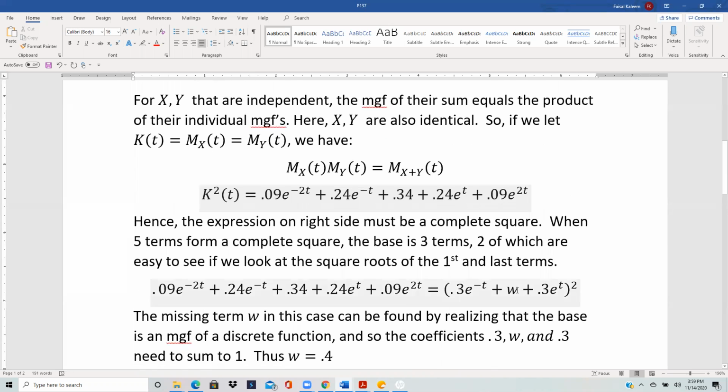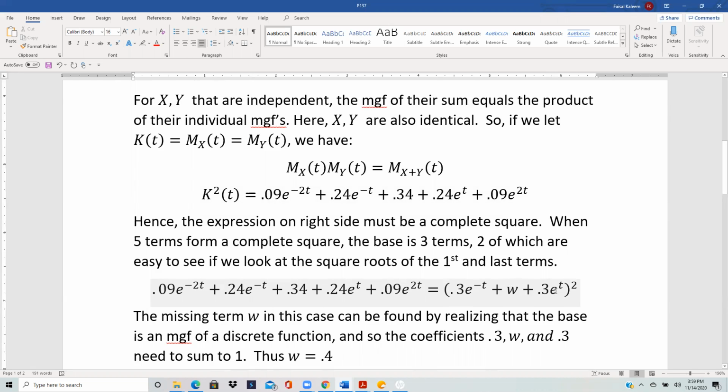The way we figure out the base of that whole square is we look at the two extreme terms, which are complete squares. This is the square of 0.3 e to the negative t, and the second extreme term is the square of 0.3 e to the t. Then there's a missing middle term. In this situation, the base is going to be the MGF of X and Y.